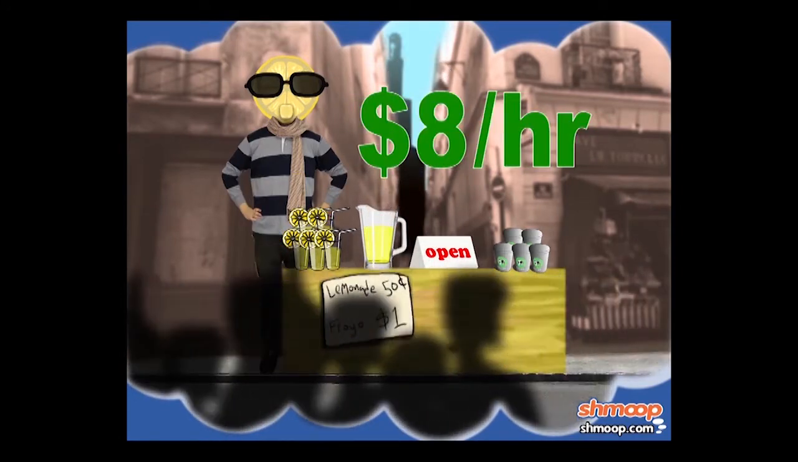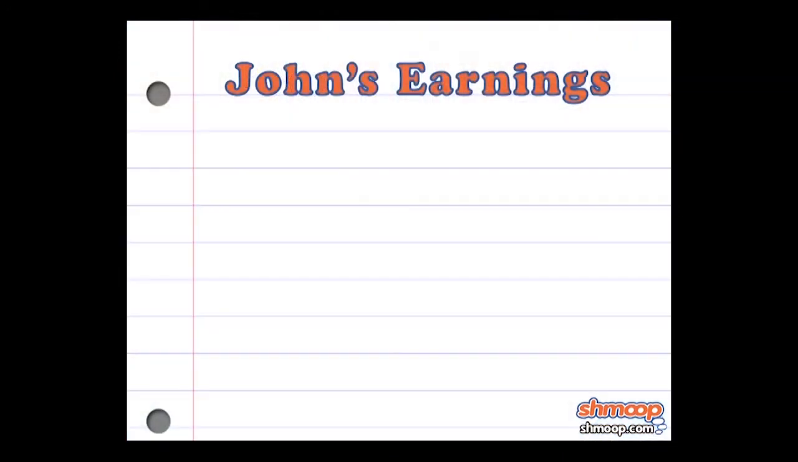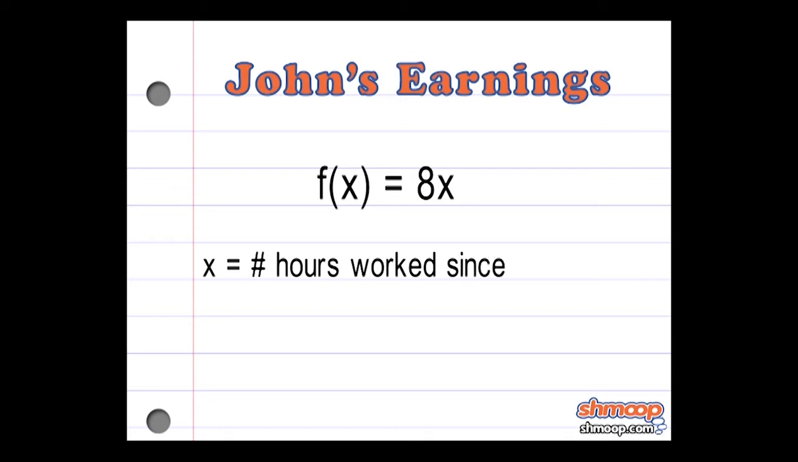He makes about $8 an hour. Not bad for a lemonade and yogurt stand guy. John's earnings can be represented by the equation f of x equals 8x, where $8 an hour times x, the number of hours worked since 6 a.m., will give us the monetary total.